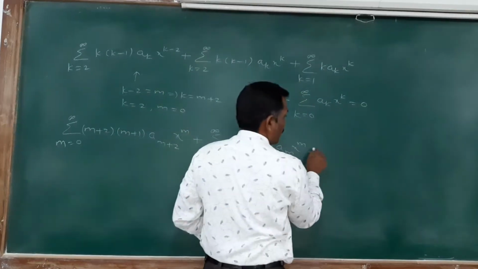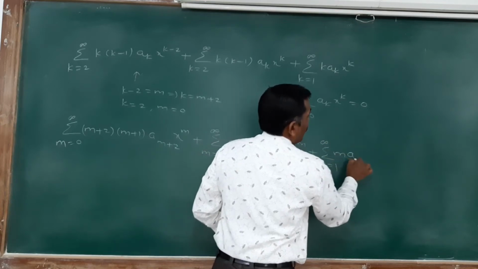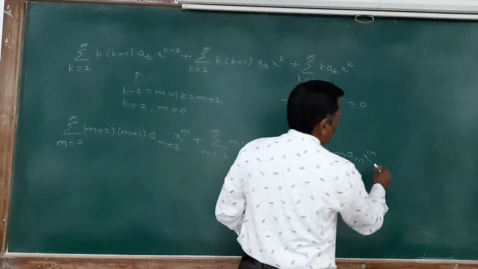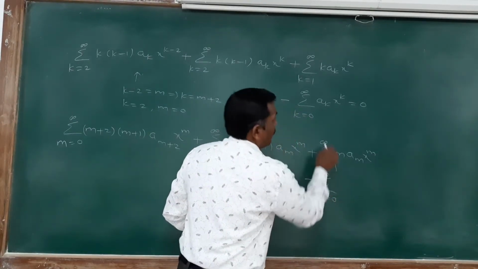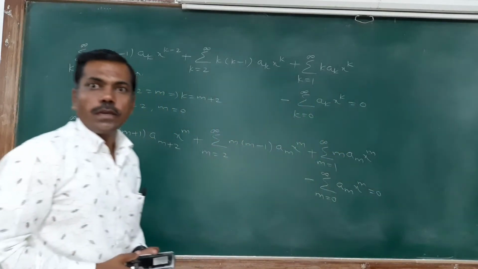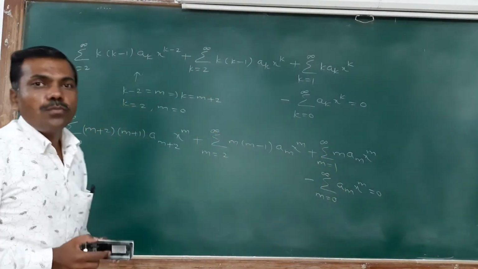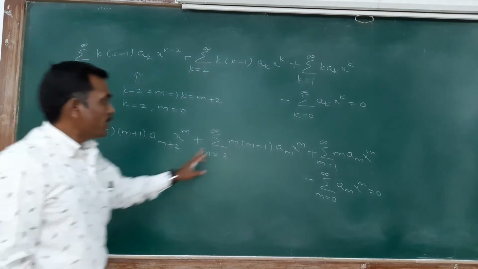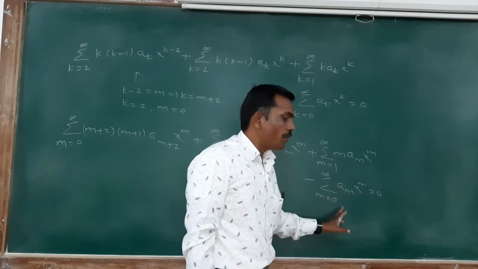Then plus summation m is equal to 1 to infinity m am x raised to m. Right? And now the last term is minus summation m is equal to 0 to infinity am x raised to m is equal to 0. Okay. Now here you can check everywhere the power is x raised to m, but the starting point of each series is different. In the first series, starting point is m equal to 0. In the second series, starting point is m equal to 2. Third series, m equal to 1, and fourth one m equal to 0.